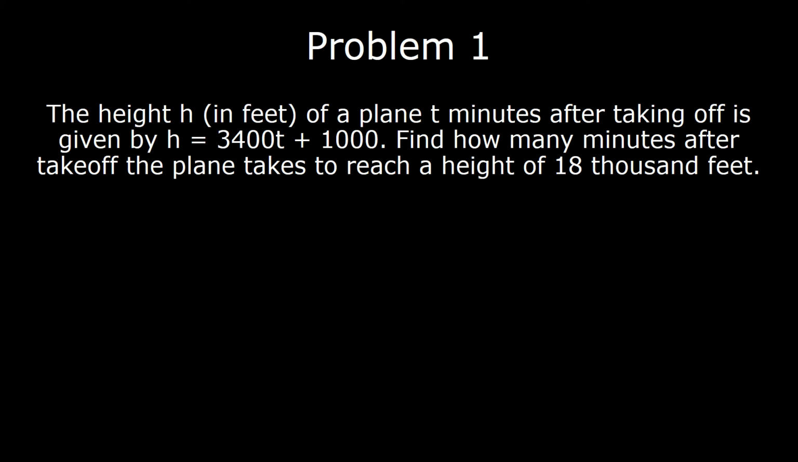The reason why I did this cancellation of zeros is because we essentially just cancelled out the common factor of 100, if you think about it. So we've left with 170 upon 34 equals t. 170 upon 34, of course, is nothing but 5. Therefore 5 equals t, or t equals 5, and therefore we can say that our answer is after 5 minutes will the plane reach the required altitude of 18,000 feet.